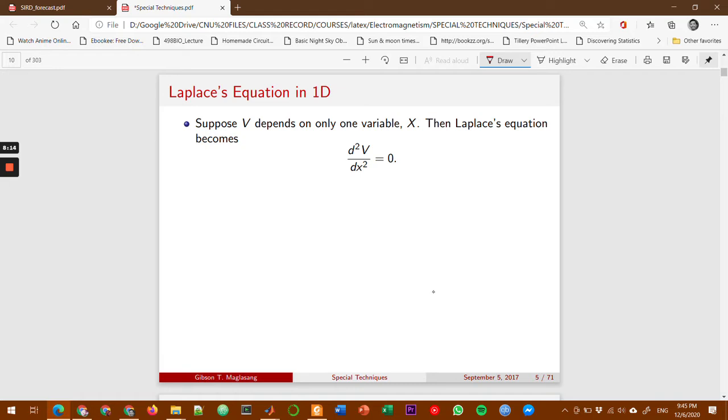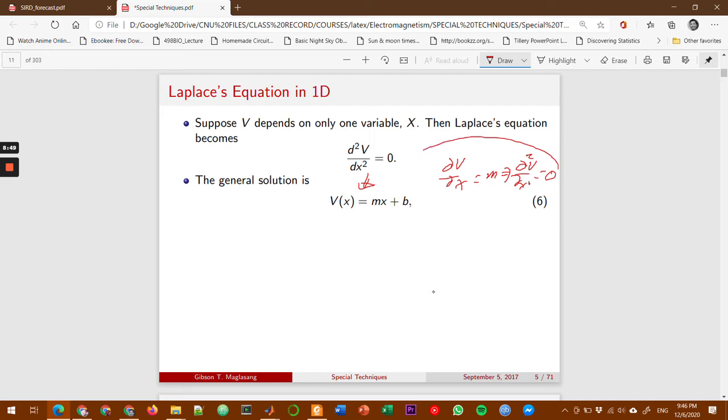Okay, let's consider the Laplace equation in one dimension. Suppose v depends only on one variable x, then the Laplace equation becomes this. And we know the general solution of this is equation 6. Why? Because you can verify it. You take the derivative of this with respect to x, and it becomes m. But if you further take the derivative with respect to x again, that would be the derivative of m, so this becomes 0. So this is the general solution.